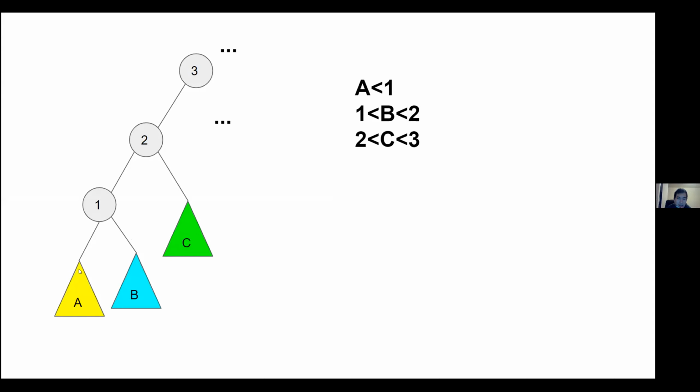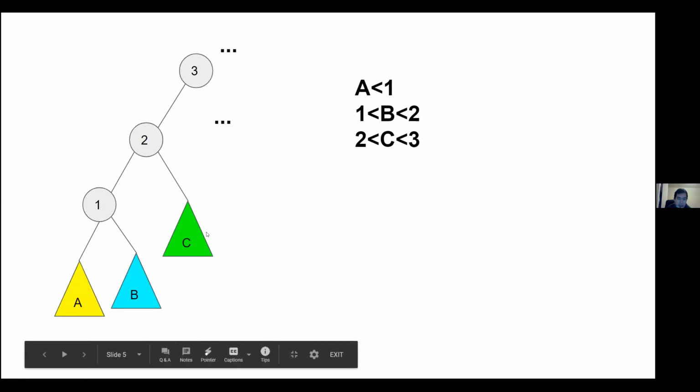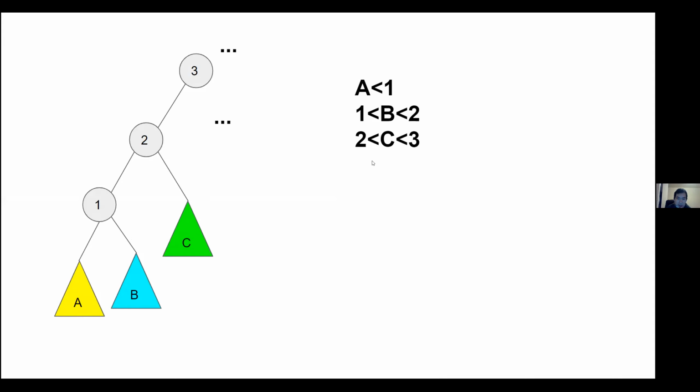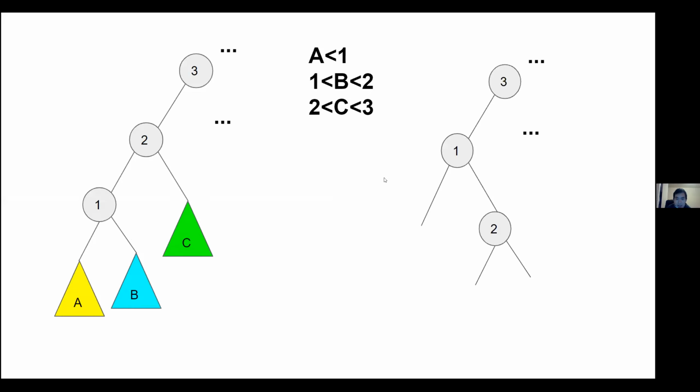Right now, note that we have subtrees A, B, and C. In this case, everything in A will have a key less than 1, everything in B will have a key between 1 and 2, and everything in C will have a key between 2 and 3. Suppose we want 1 to be the parent of 2, then we just rotate it like this. Now 1 is on the top and 2 is its child.